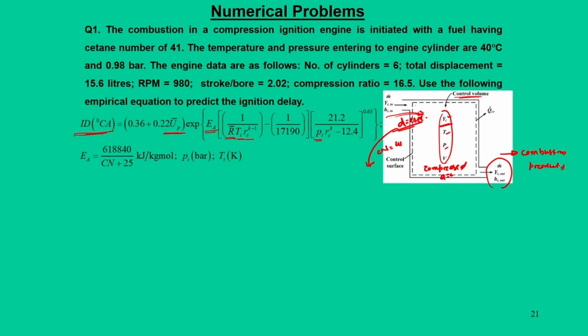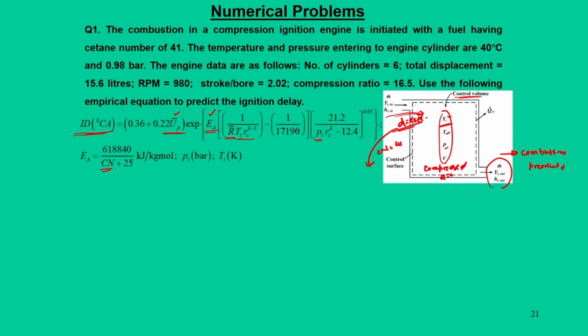This is a semi-empirical relation, and with this engine data we are expected to find the ignition delay period. Of course, the problem is simple and all the data are given, but we need to meticulously find out the different parameters appearing in these equations. What is required is Up bar, the average piston speed, which needs to be calculated, and EA, which needs to be calculated from this equation with the value of Cetane number. All other data are given.